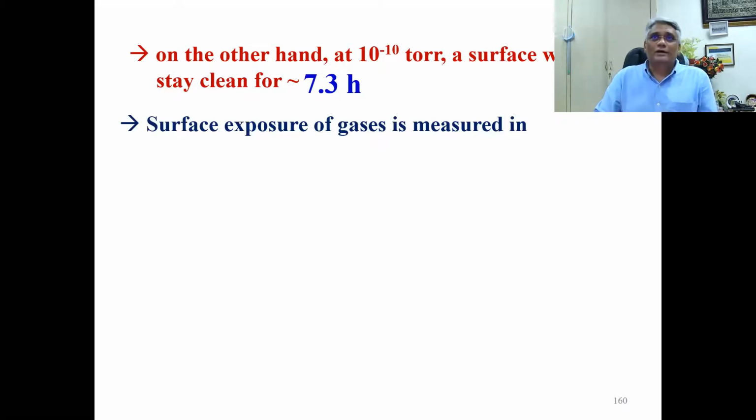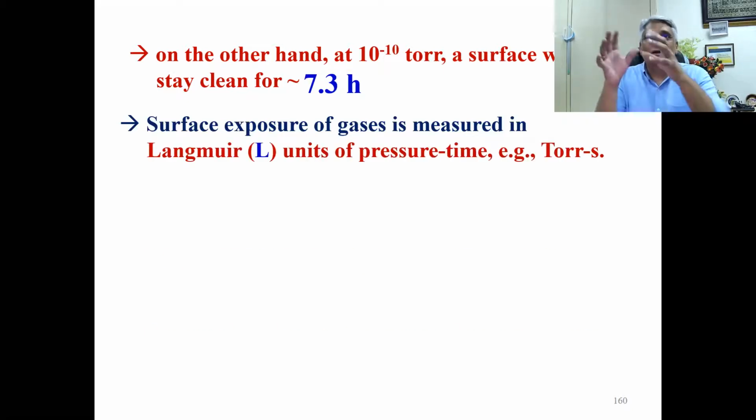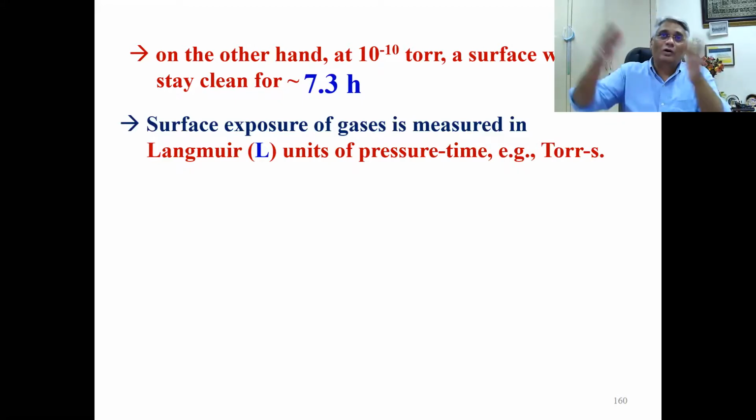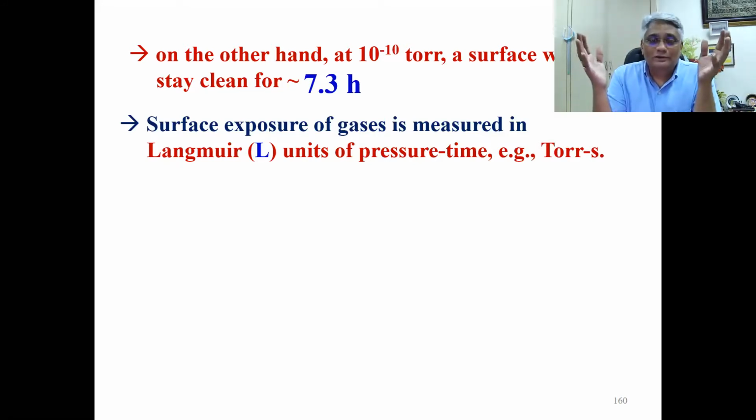So surface exposure of gases is measured in a unit called Langmuir, right? Capital L, and the unit of Langmuir is pressure times time. These are torr second units, right? So that determines the surface exposure of gases at any given vacuum level. So you can extrapolate this. When there is no vacuum, the surface gets contaminated within a few nanoseconds. But at 10 raised to minus 10 torr, the surface contamination is minimal all the way up to 7 hours, right?